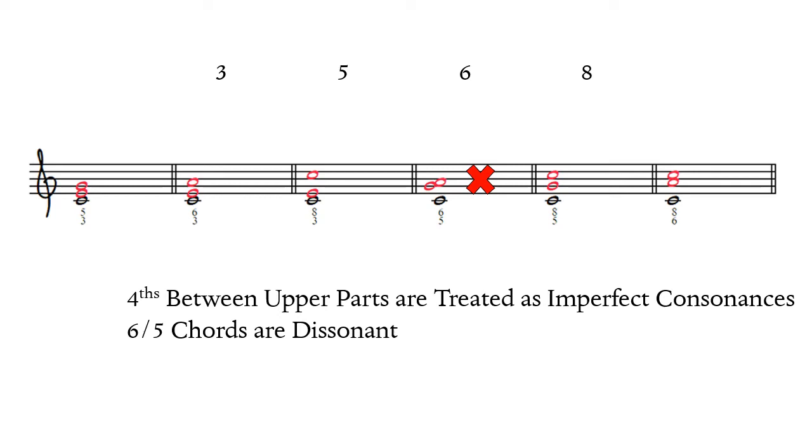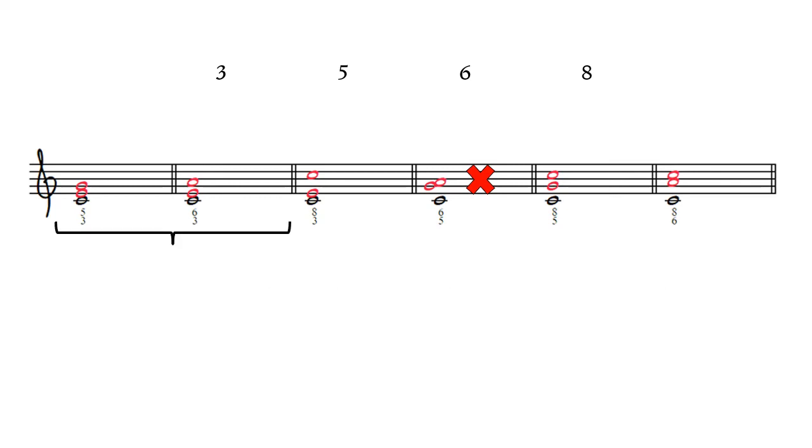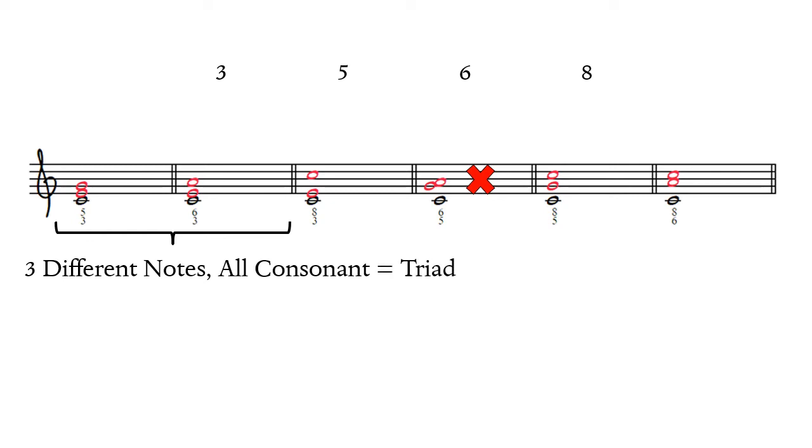The 5/3 and 6/3 chords are special, because they are the only chord types that have 3 different notes that all form consonant relationships with one another. We call these chord types triads.